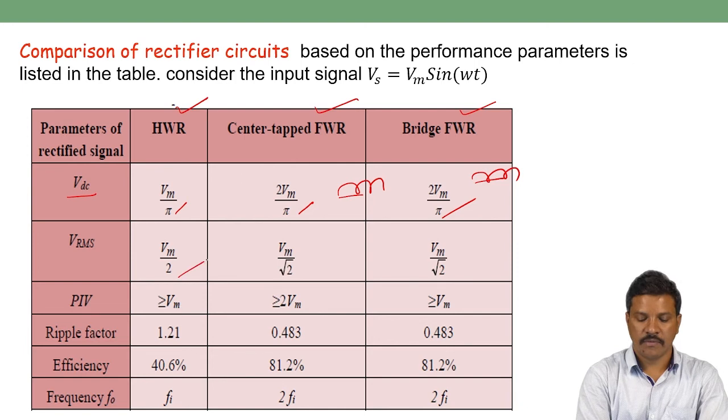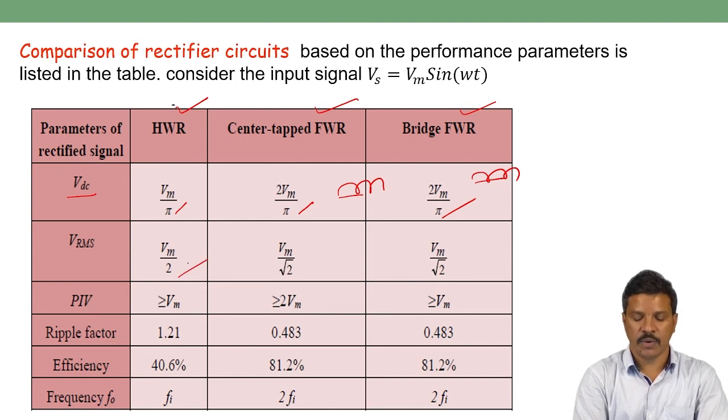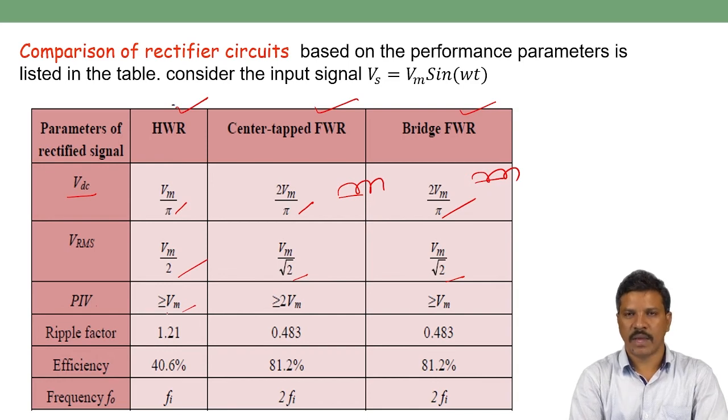VRMS, we measured in a half wave rectifier as Vm by 2, and here Vm by root 2. And peak inverse voltage, just now we have seen: in half wave rectifier, there is one diode, and the maximum reverse voltage across the diode is Vm.